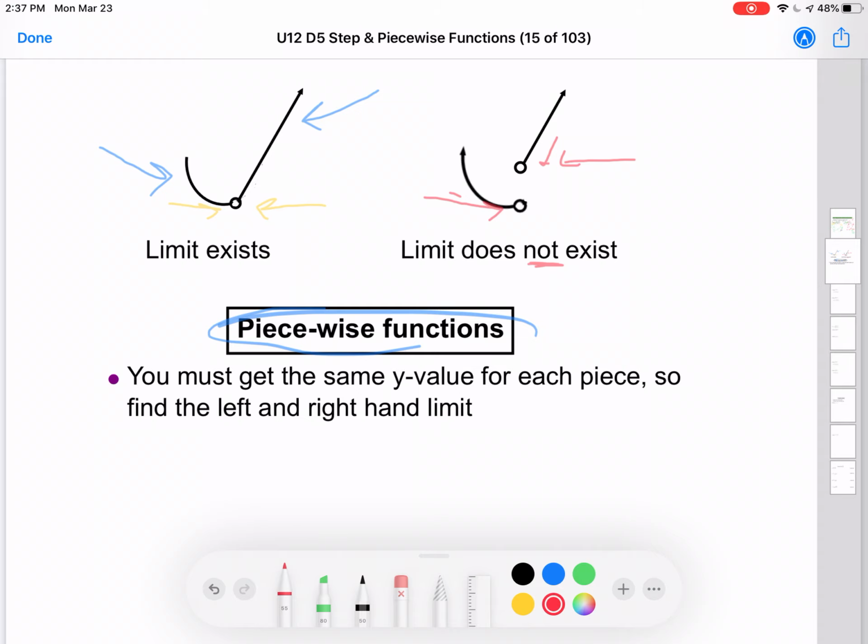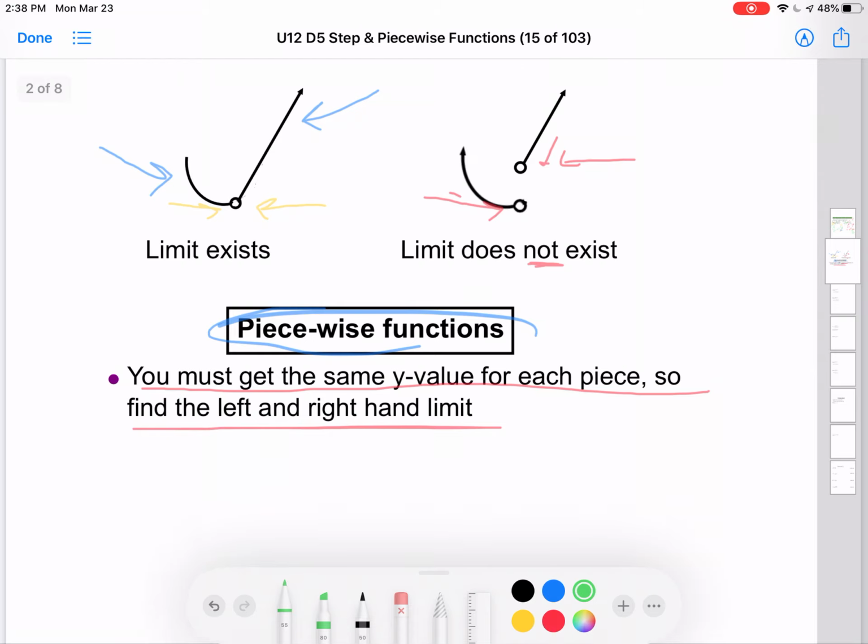But we're going to be doing it algebraically. So it says you must get the same y value for each piece. So find the left and right hand limit. Okay, so we're just going to approach from both sides for a piecewise function. And I'm going to show you how to do that.